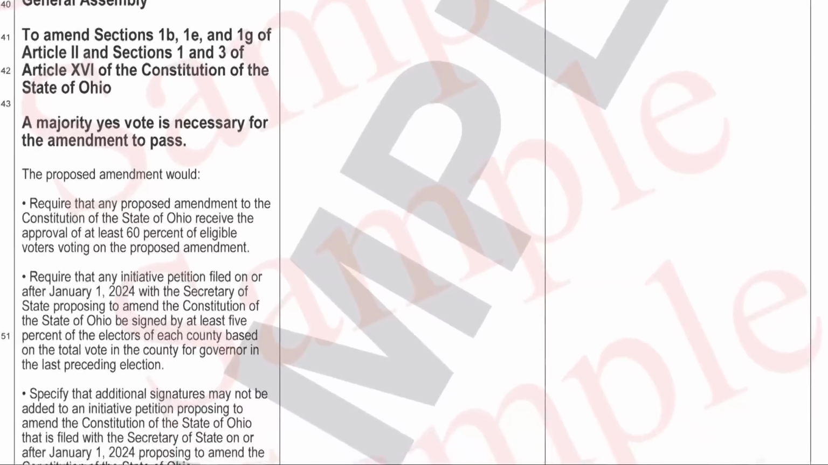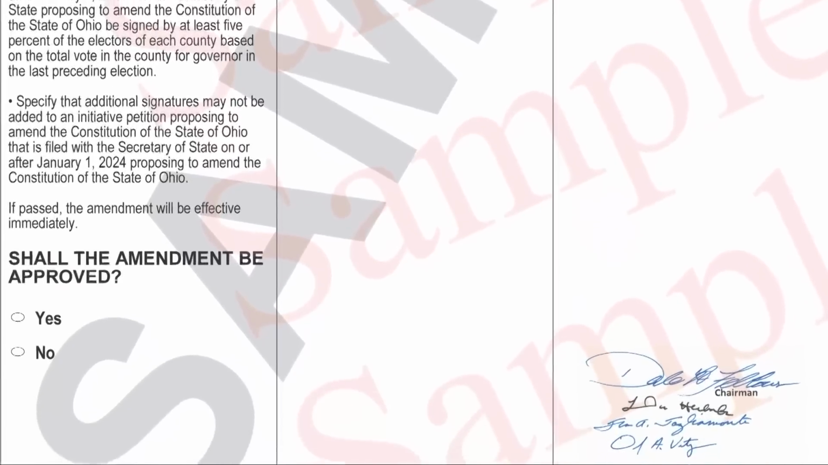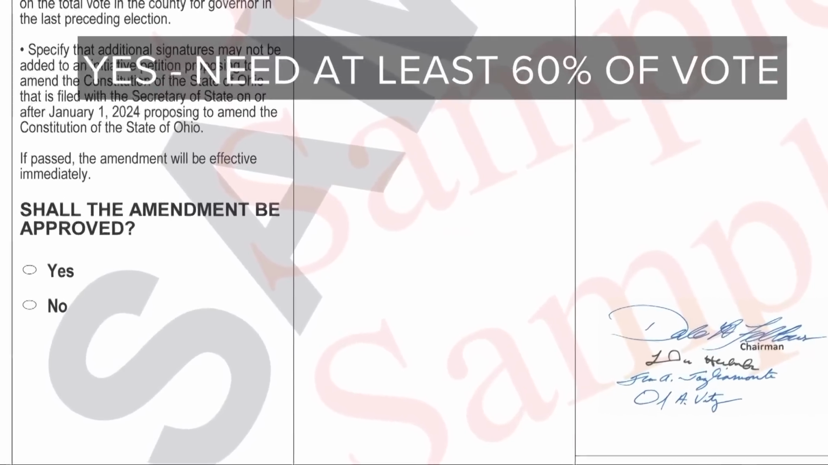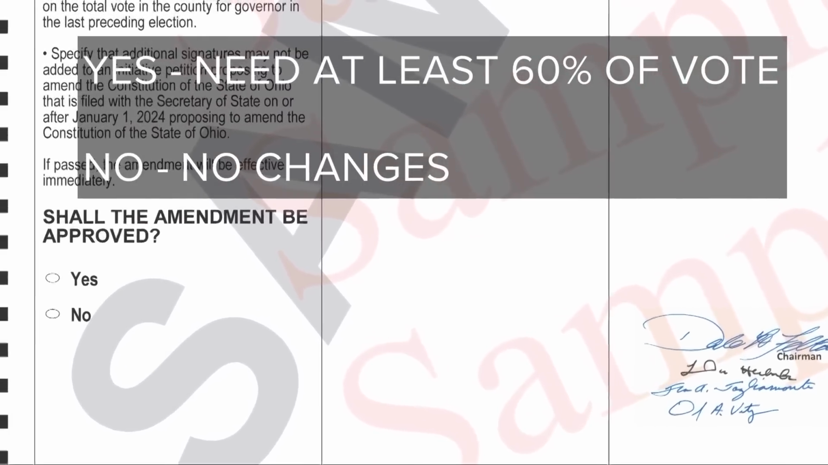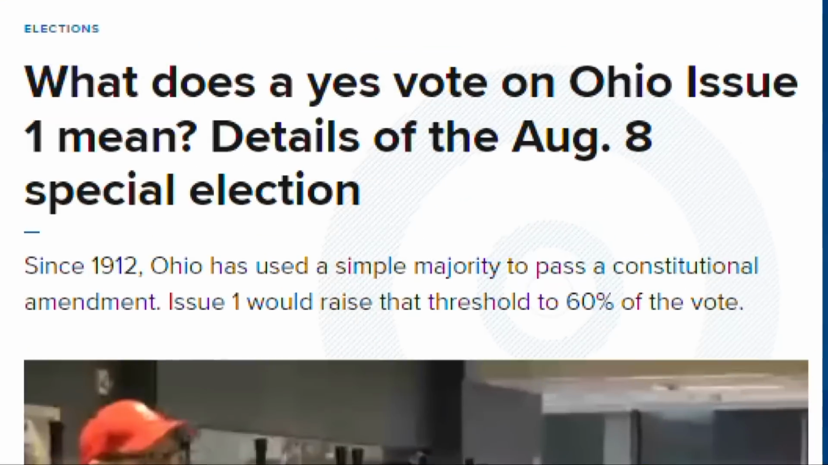A yes vote to Issue 1 would change the amount of the vote needed from a simple majority to 60% to change a constitutional amendment. A no vote to Issue 1 would keep everything how it is right now. No change. If you're wondering what each side is saying on the issue, we have more information on our guide on WKYC.com. Isabel Lawrence, 3 News.